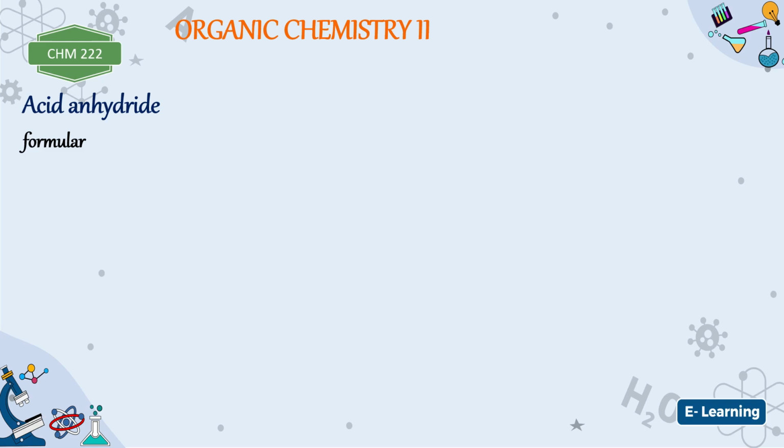Alright, now acid anhydride. What is the general formula for the acid anhydride? They have the general formula of RCOOCOR, with C double bond O. Alright, that is the general formula of the acid anhydride.